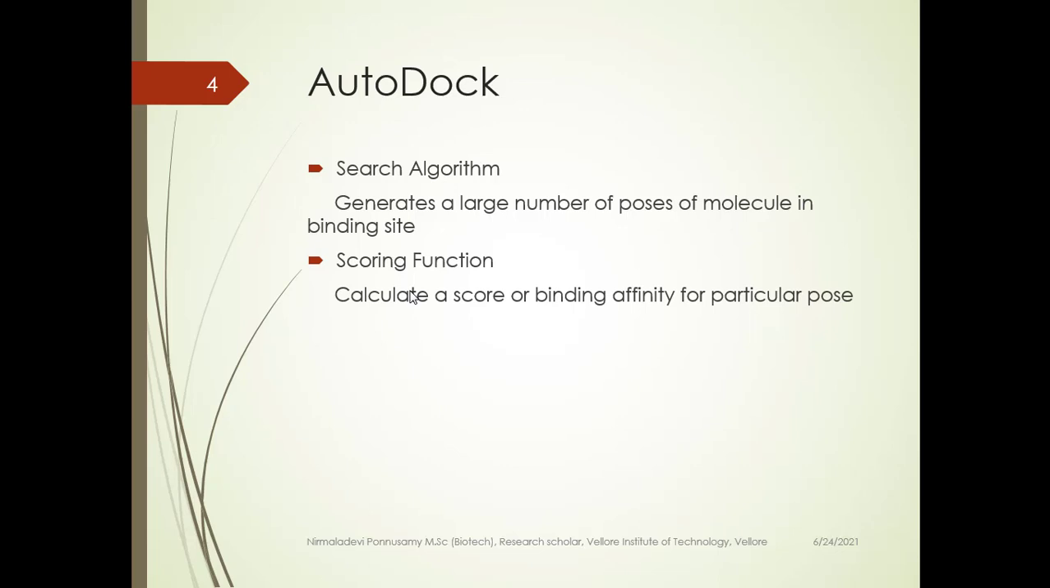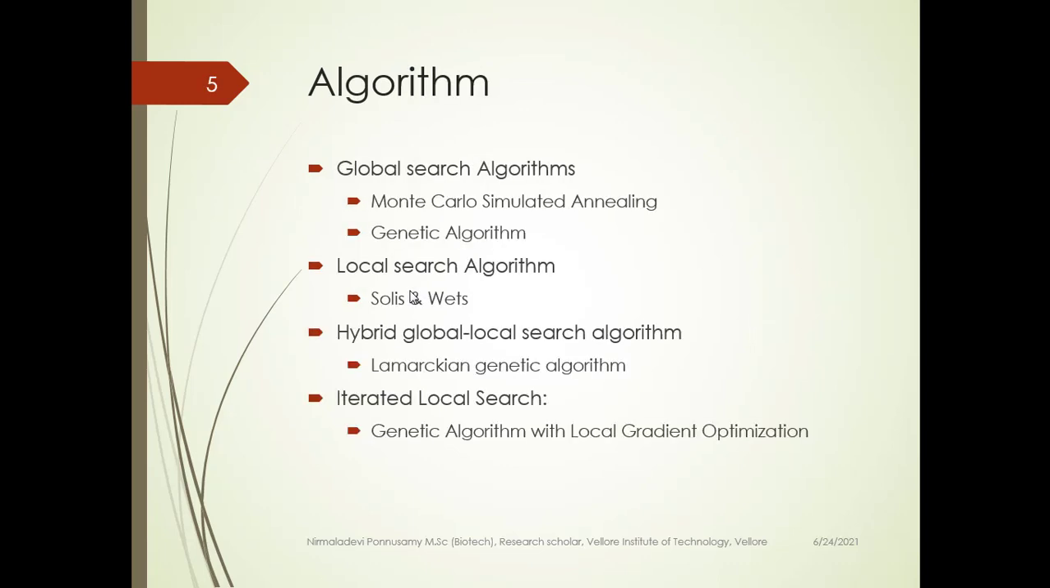Once the docking is done, we can calculate the score. We can calculate the energy value, that score, and the binding affinity, how the interaction is, whether protein-ligand or protein-protein interaction. How the binding affinity is for the particular pose, we can calculate in the scoring function. Then what are the algorithms? I already told you, the search algorithm.